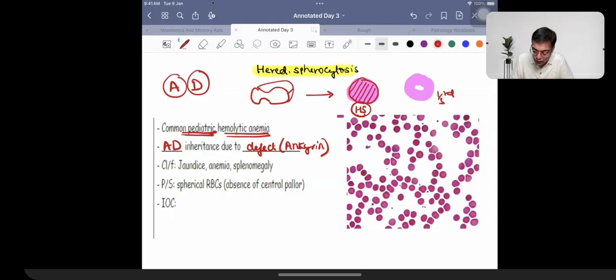It is a genetic condition, autosomal dominant, and a defect is seen in the patients. RBCs are going to have a spherical shape. No, it is not very common. It is not very common, doc.